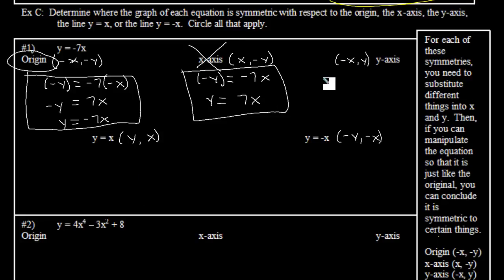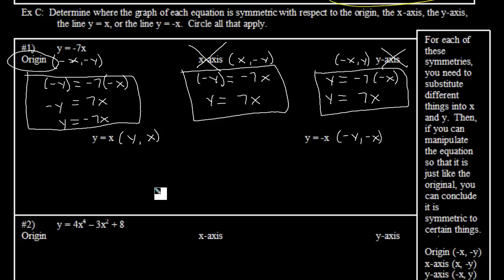The y-axis. Replace x with a negative x, leave y the same. So y equals negative 7 times negative x. Negative 7 times negative x is positive 7x. Is that the same as the original equation? It is not. Therefore, it is not symmetric with the y-axis.